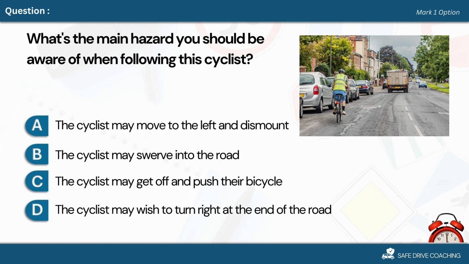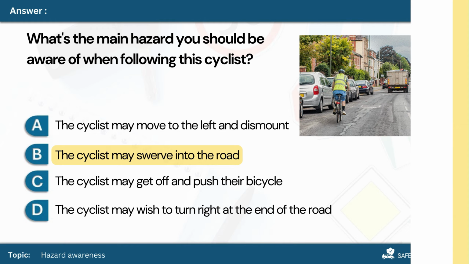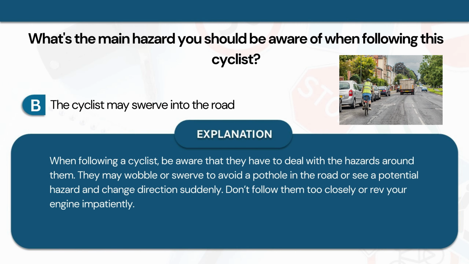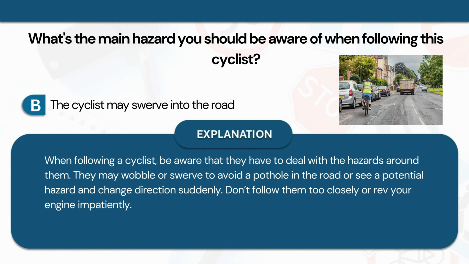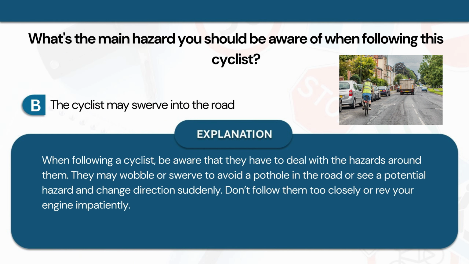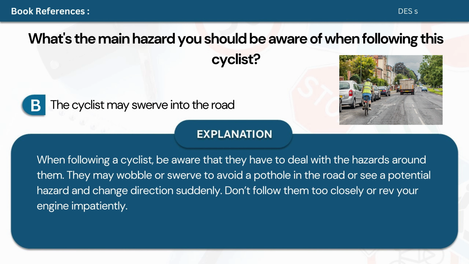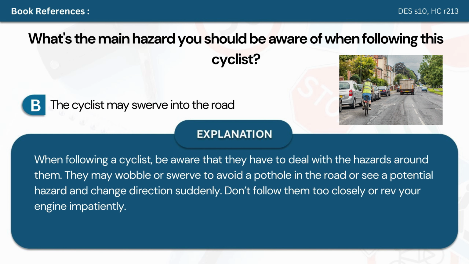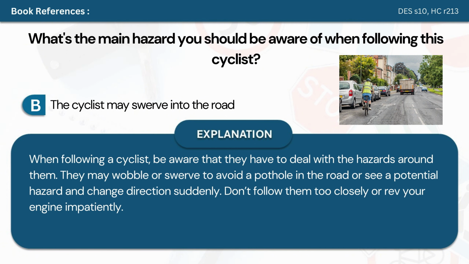The correct answer is B. The cyclist may swerve into the road. When following a cyclist, be aware that they have to deal with the hazards around them. They may wobble or swerve to avoid a pothole in the road or see a potential hazard and change direction suddenly. Don't follow them too closely or rev your engine impatiently.